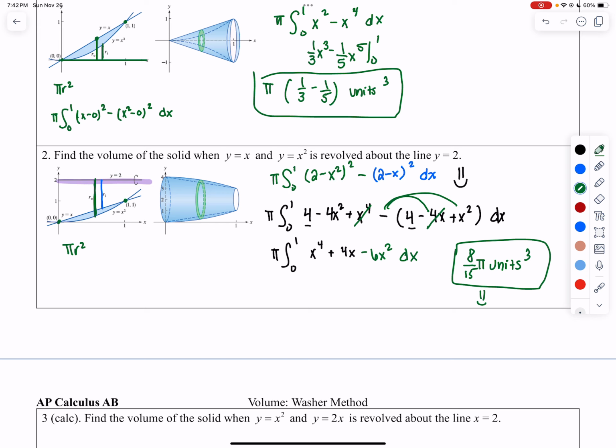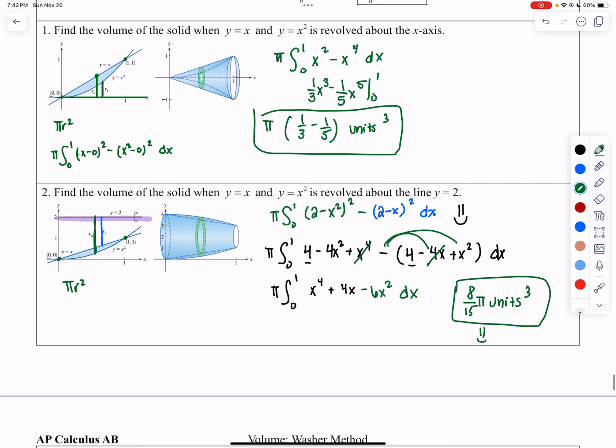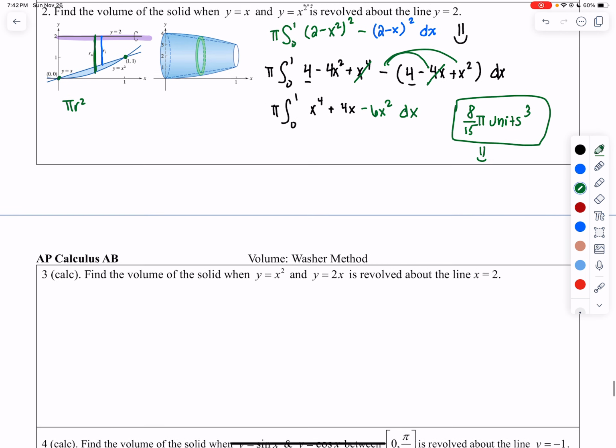All right. So for number 1 and number 2, that was rotated about, let's say, the x-axis and y is equal to 2, where we did top minus bottom. You could do the same thing where we are going from right minus left. So we'll do a couple examples there.